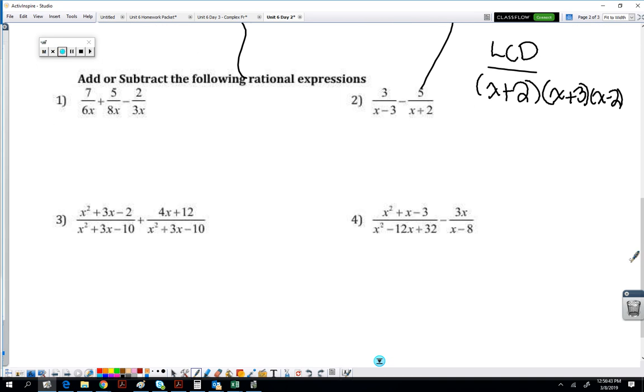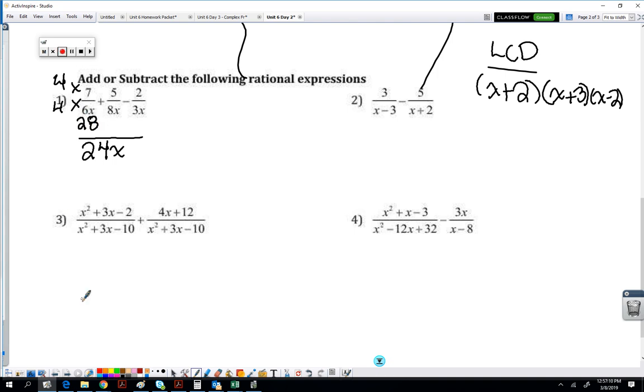So if you take a look at number 1, I actually already know my LCD from doing problem number 1 above. So my LCD is 24x. So now I'm going to take a look at each fraction. I have 6x, but I want 24x. What do you got to multiply the top and bottom? I'm going to multiply by 4. And 4 times 7 is 28.